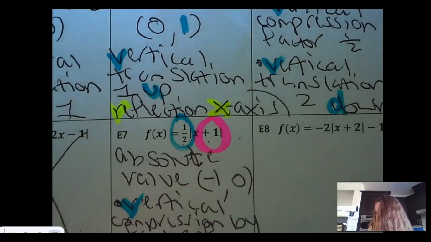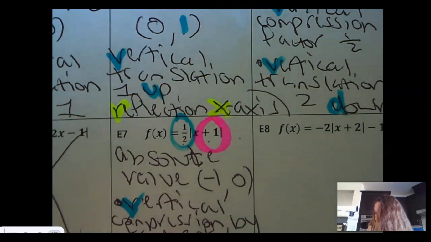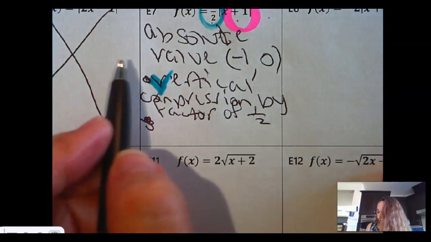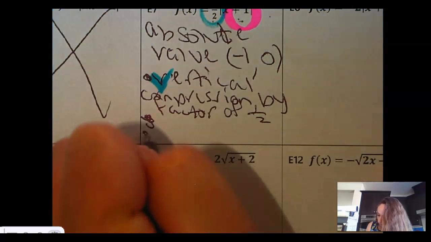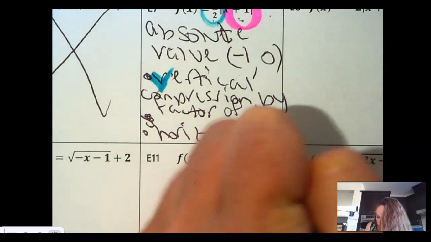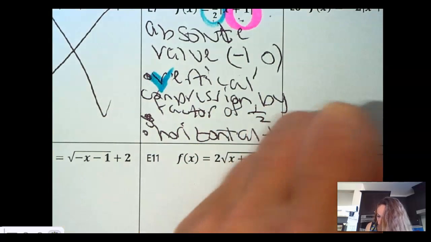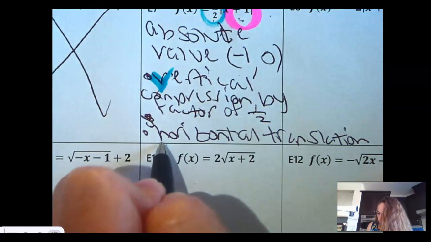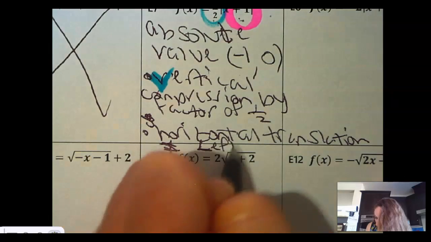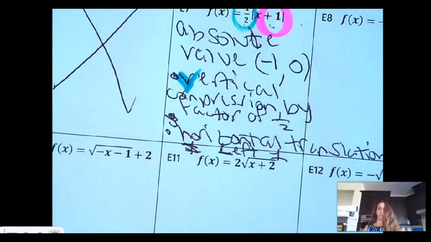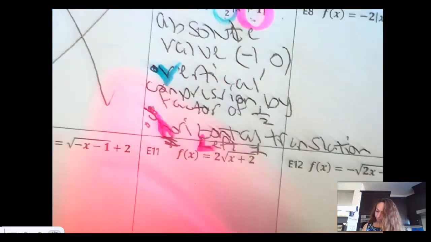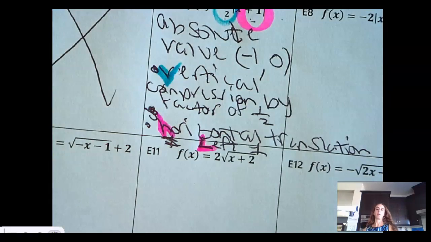Now, I got to tell you, I'm not going to do all these. We're going to die. So some of these are going to be questions that you're going to be doing on your own, okay? And then this would be horizontal. Translation, left, 1. Okay, let me highlight that. Not a straight shooter. That's why it's left. Okay.